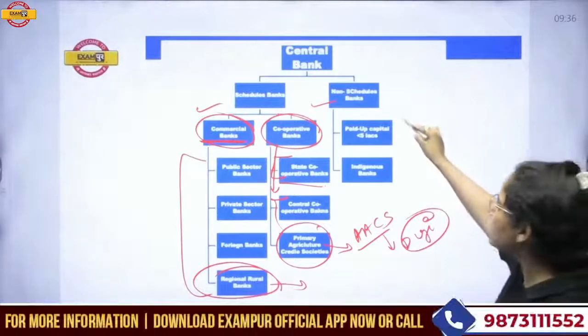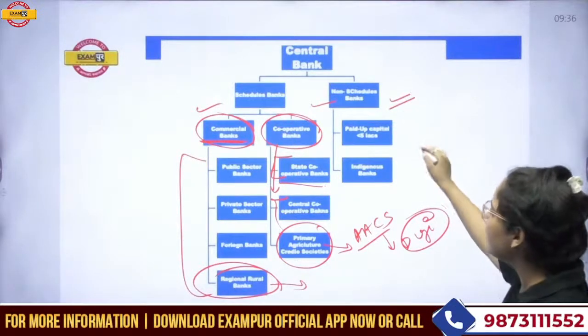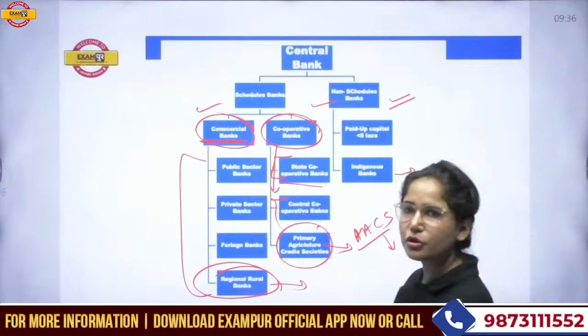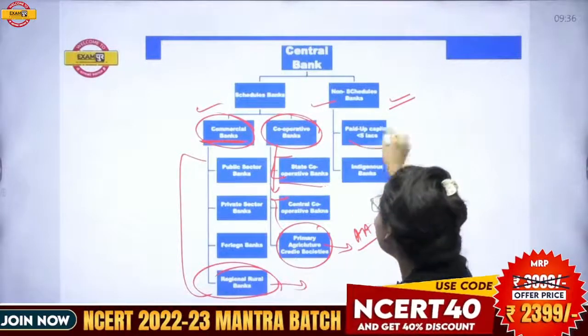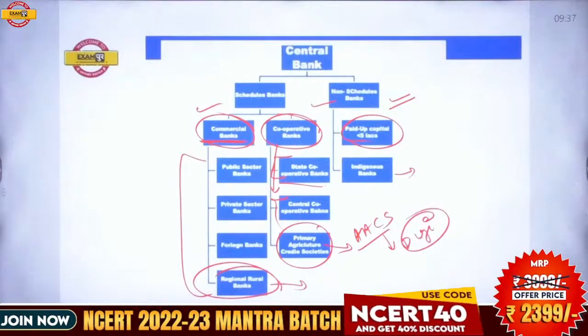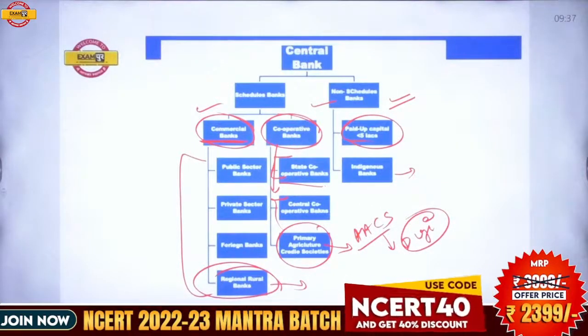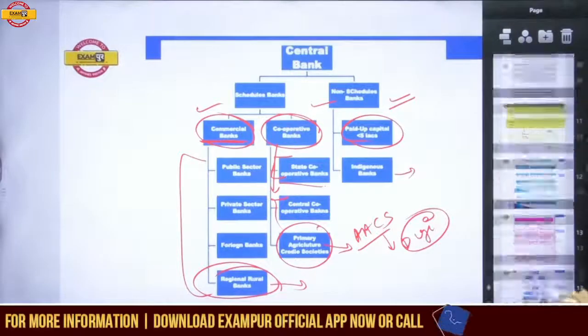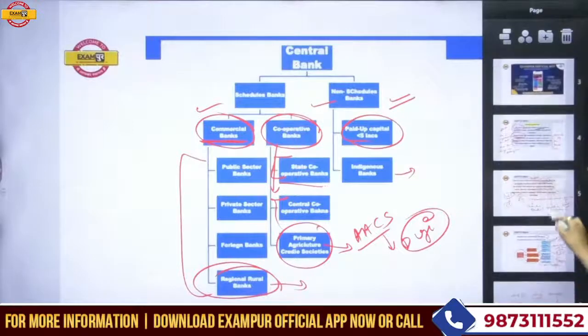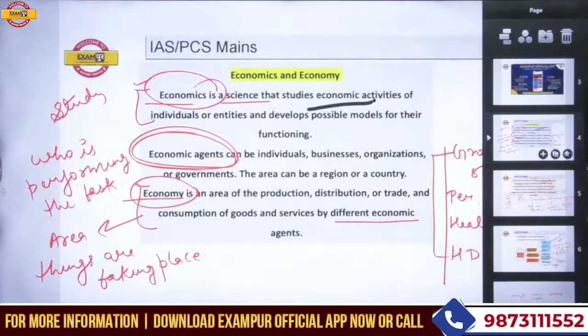Next is all about non-scheduled banks. It would be an indigenous bank, like it should be Indian in nature, and the paid up capital should be less than 5 lakh. This is how we are going to determine non-scheduled banks. Okay, so I'm just giving a quick glance at what all we have studied. This is all about economics.